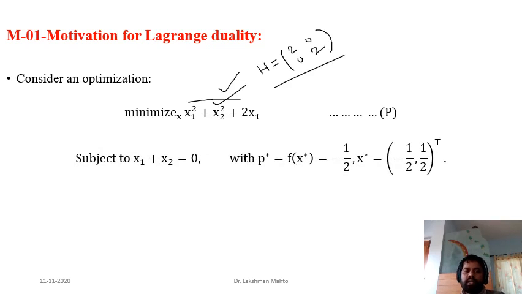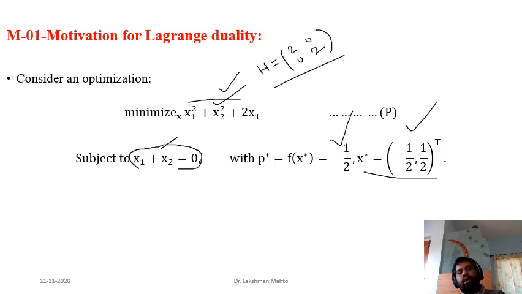Now coming to the constraint. Here we have taken a very simple constraint, x1 plus x2 equal to 0. So the equality constraint happens to be affine in nature, and it again gives a convex feasible set. So this given problem is a convex optimization problem, and easily you can find the solution of this one. What is the optimal value of this problem? Minus 1 by 2. And where does the optimal value occur? It occurs at the optimal point, that means minus 1 by 2 and 1 by 2.